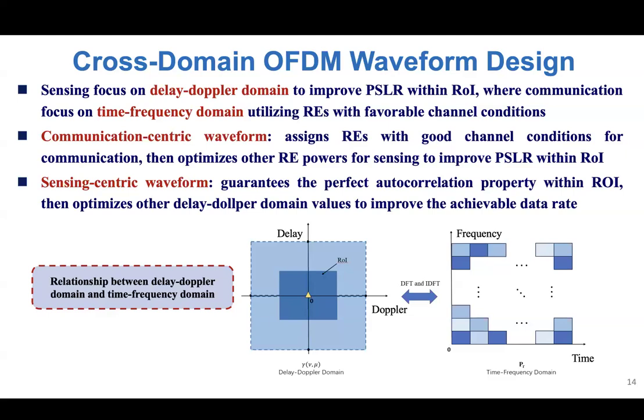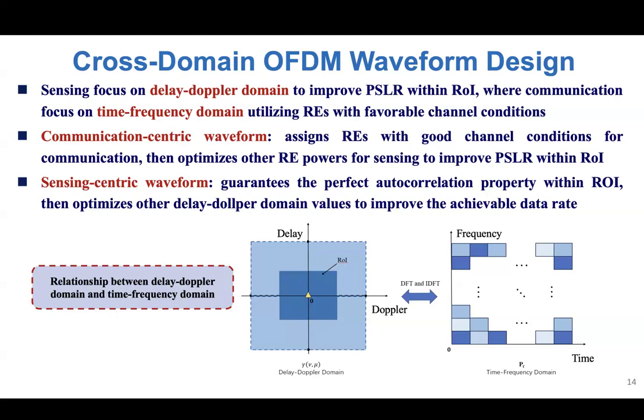For the sensing-centric waveform, it guarantees the perfect autocorrelation property within a region of interest, then optimizes the delay Doppler domain values to improve the achieved data rate. The so-called peak-to-sidelobe ratio is the energy concentrated within the region of interest over the sidelobe. That means how concentrated my energy is in the delay Doppler domain.